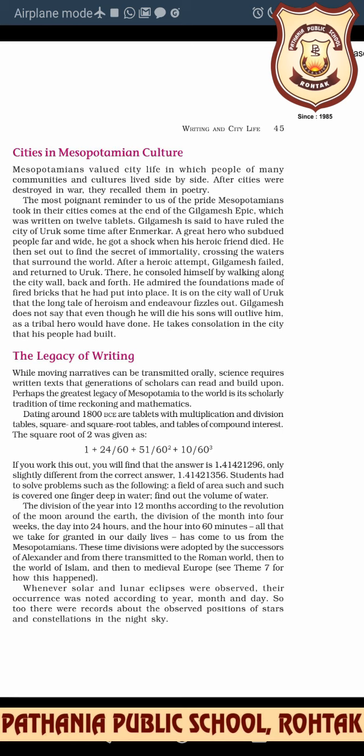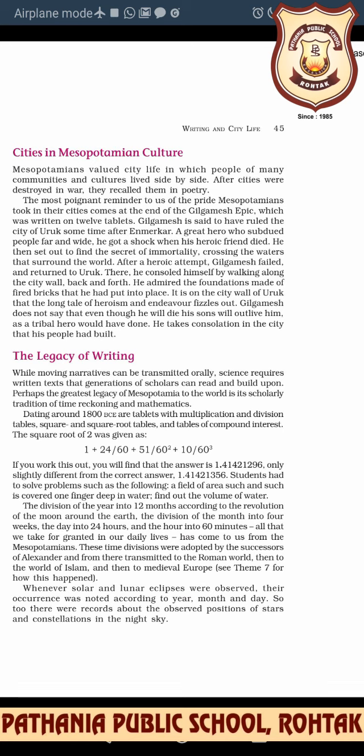And do you know that their calculation was so accurate? Like now we are finding the square root of 2, it was 99.9% the same as the Mesopotamians found. And even after that, some mathematical sums were also found, like we find area and volume. One statement sum found over there was: find a field of area such that it is covered one finger deep in water, and find the volume of water also. So in this way, at that time also they were very aware of mathematics and area.